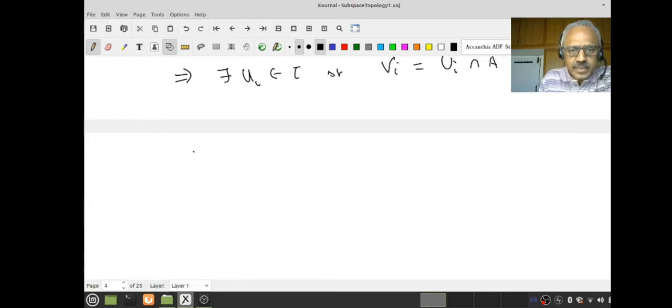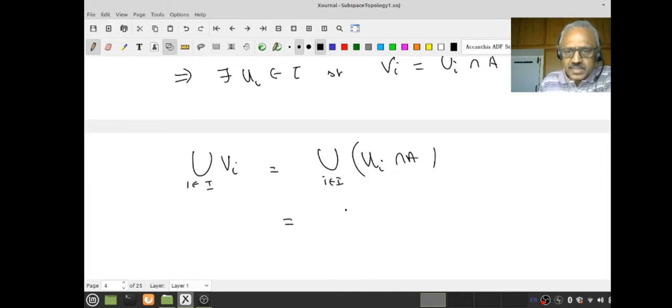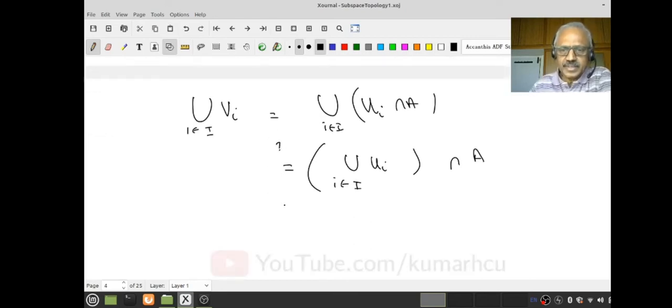Let us look at the union of Vi, i in I. This is the same as the union of Ui intersection A, i in I. But notice that this is the same as the union of Ui, i in I, and this intersection A. I hope you know how to prove it. But since Ui are in tau, this is in tau. Therefore, this is some U intersection A, of the form where U is the union of Ui, i in I, and this is in tau.